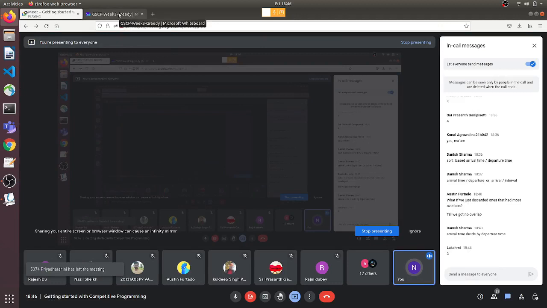Arrival time by departure time, I don't know how that will work. What will it give us? That's a ratio. So if the start time is less, and so it's a ratio. I'm not very sure how it will work. Currently I cannot imagine how it will work.